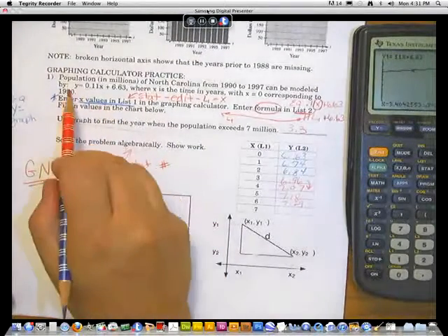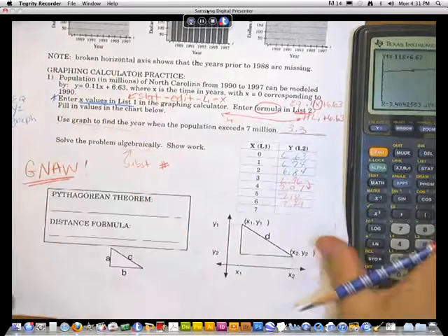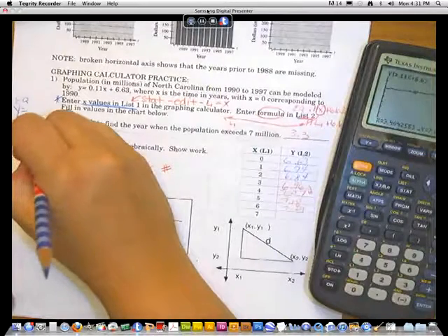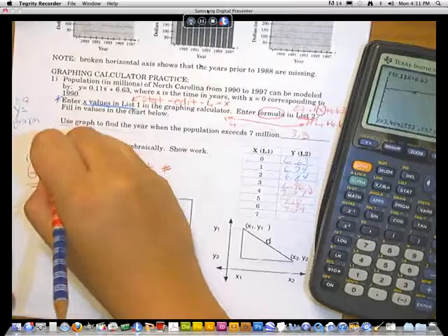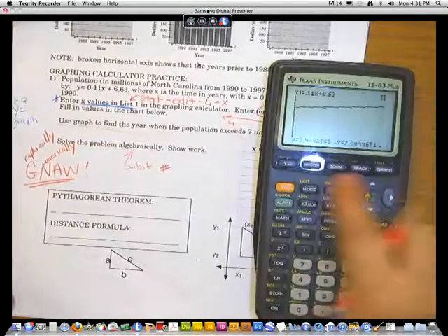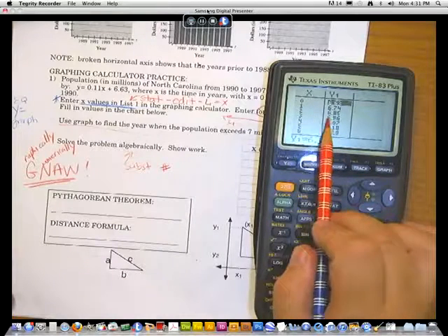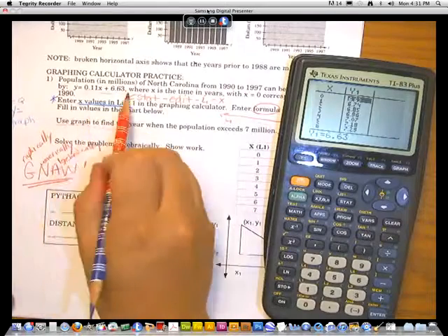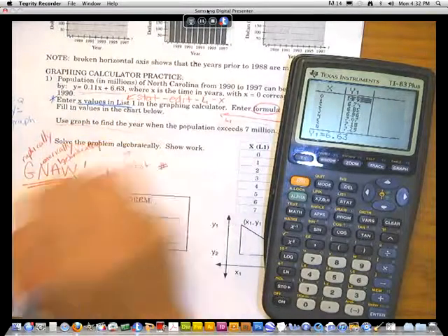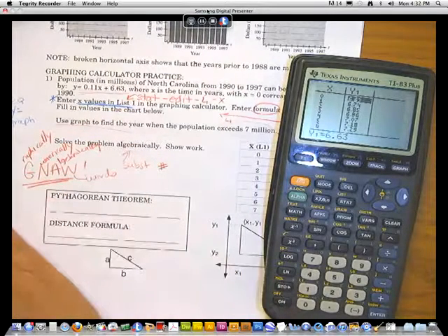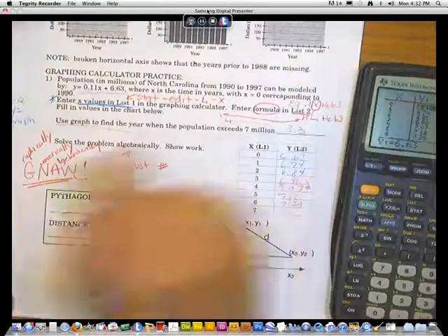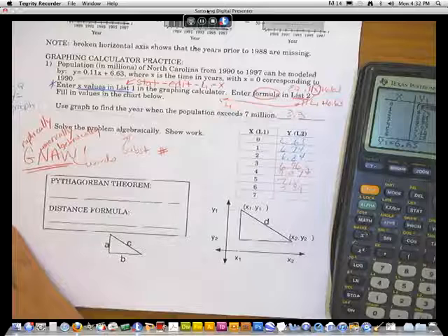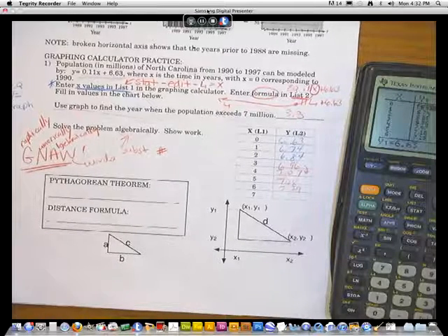You need to be able to look at a piece of information graphically. Here's graphically. You need to be able to look at it numerically. Numerically is with the table, so second graph. There's our table. Those are numeric values. Algebraically, that's our actual equation that was given to us. And then we have it in words. And the words is after 3.3 years, it superseded the 7 million. This GNAW process is something you're going to be able to do in and out, forwards, backwards, in every direction. We have to be able to use all methods to be able to look at different types of problems.